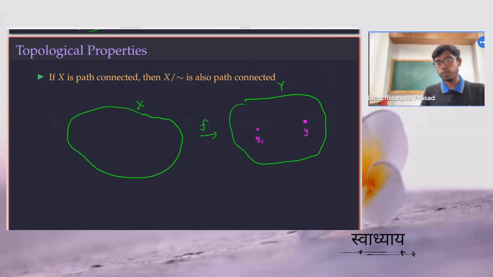So Y1 and Y2. What I will do, I'll take in the pre-image some point. There may be many points in the pre-image, but I'll choose some points, let's say X1 and X2. I know X is path connected, so I'll be getting a gamma here. Now, how will I define this?